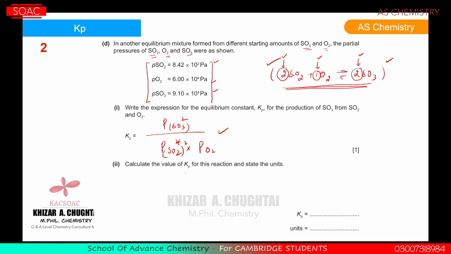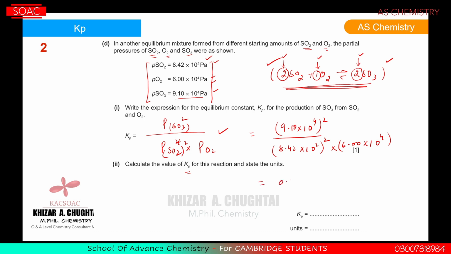Now he's asking to calculate the value of Kp for this reaction and state the units as well. So what is the partial pressure of SO3 first of all? This one. So 9.1 into 10 raised to power 4, squared, divided by what is the partial pressure of SO2? This one, 8.42 into 10 raised to power 2, squared, multiplied by the partial pressure of oxygen, that is 6.00 into 10 raised to power 4 Pascal. These all are basically Pascals. So what is the answer of Kp?